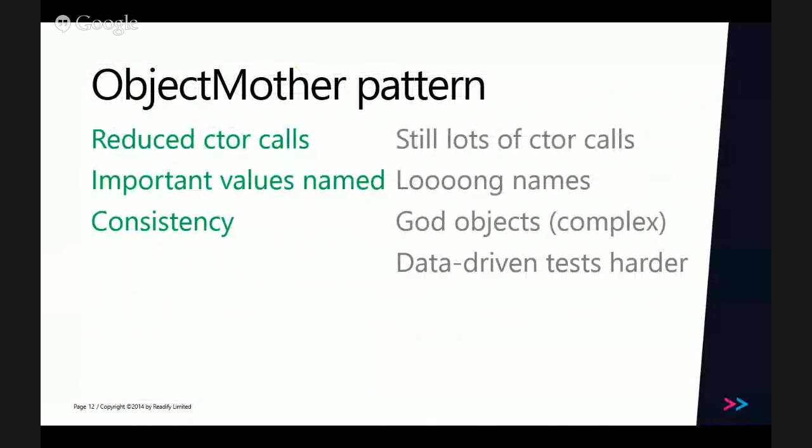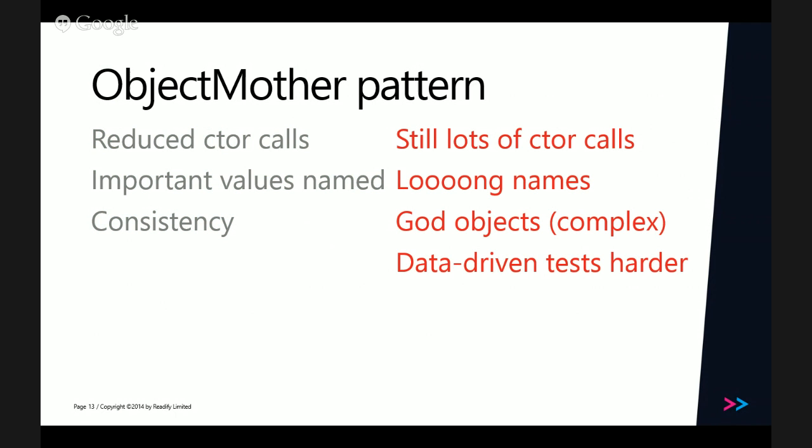So by using the ObjectMother, we're naming the important values in the name of the property in the ObjectMother itself. We're also getting a lot of consistency, and that's from that ObjectMother dot that I talked about. Every time you want to get an object, all you need to know is you go ObjectMother dot, and then you use IntelliSense to get the rest of the way.